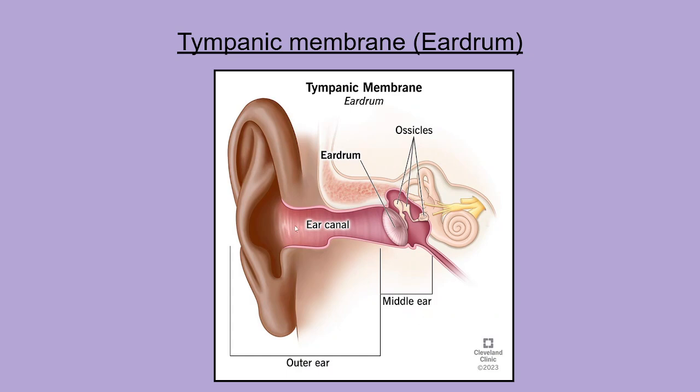This is the tympanic membrane. This is a thin cone-shaped membrane that separates the outer ear from the middle ear. In colloquial terms, we call it the eardrum, and it vibrates in response to the sound waves that enter through the ear canal. These vibrations are then passed on to the ossicles. It also protects the middle ear from debris and bacteria.